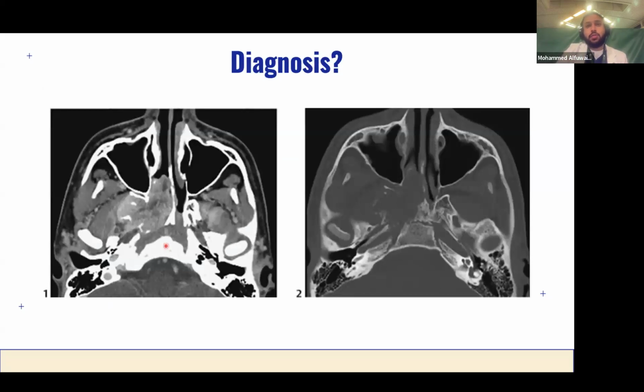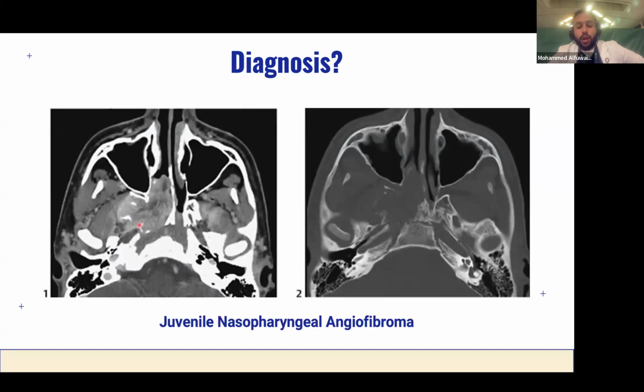Now, if you have a teenager with unilateral epistaxis, what is this? In teenagers, if you have a unilateral epistaxis, this is juvenile angiofibroma, okay, which is a very important cause of unilateral epistaxis. That's all I want you to remember, and this is an imaging that's showing you on the right side.